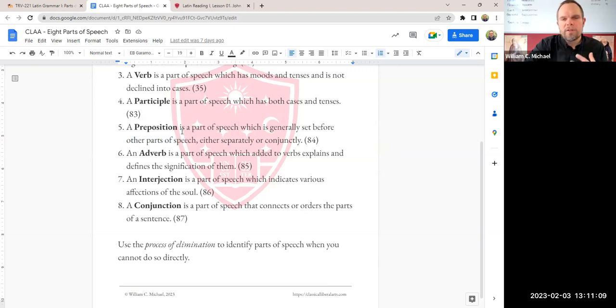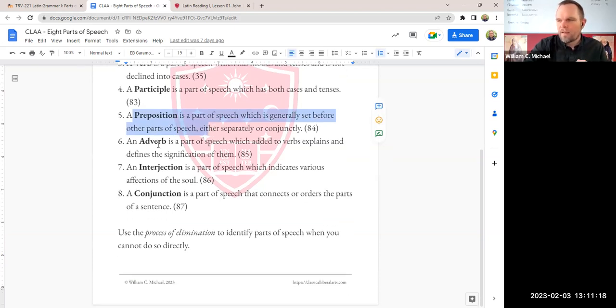So if we're using the process of elimination, in can be a preposition. So let's just keep a note of that, all right? There's one option. It might be a preposition. Second, an adverb. An adverb is a part of speech which, added to verbs, explains and defines the meaning of them. Is the word in added to a verb? Yes or no? In our reading, was the word in added to a verb to clarify its meaning? No. So we'll cross adverb off the list.